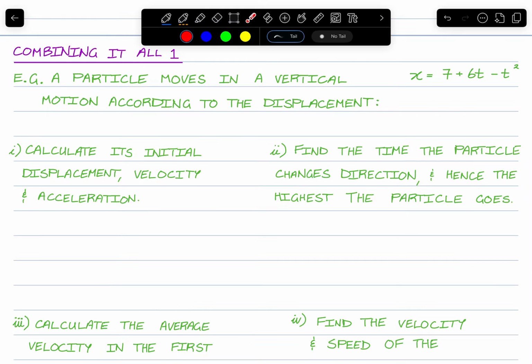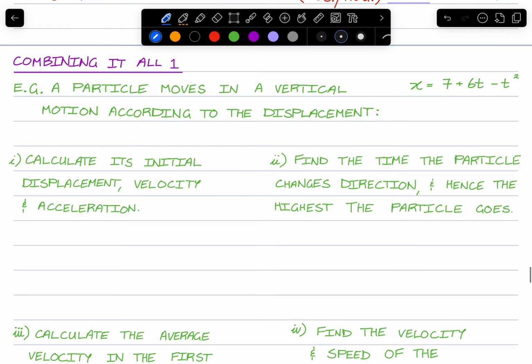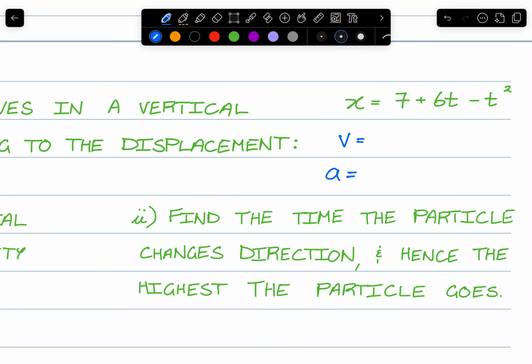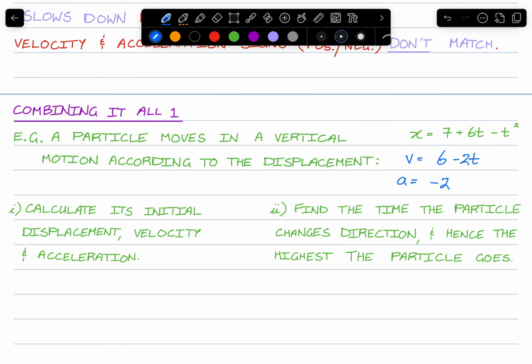So part 1, it says we're going to calculate the initial displacement, velocity, and acceleration. So for this, we're going to need our velocity and acceleration functions. Velocity is the derivative of displacement, so 6 minus 2t. And the acceleration here is just negative 2.